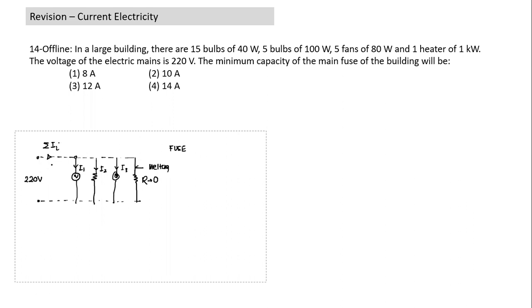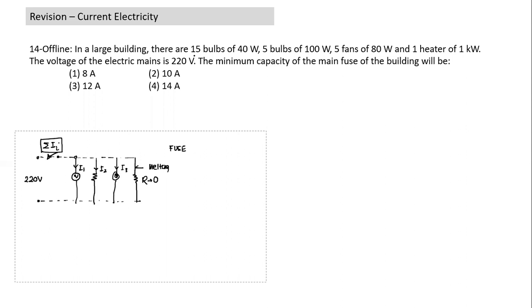So what is the fuse here? The fuse is what disconnects, what melts, as soon as the current reaches the current which can be drawn when all appliances are switched on together. Fuse current is equal to the summation of current drawn by all appliances put together. If we do so, we can calculate current drawn by each one of them. Power is given, voltage is given.